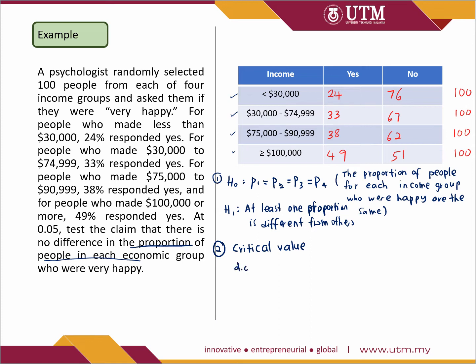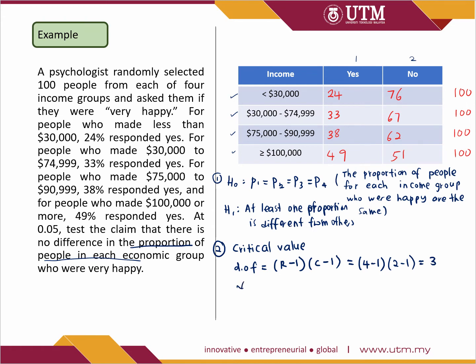The degree of freedom, using the same formula as for the independence test, would be the number of columns minus 1 times the number of rows minus 1. Sorry, this should be the number of rows minus 1 times the number of columns minus 1. Here we have 4 rows, and the number of columns is 2. So 4 minus 1 is 3, times 1, which equals 3. So that is our degree of freedom.